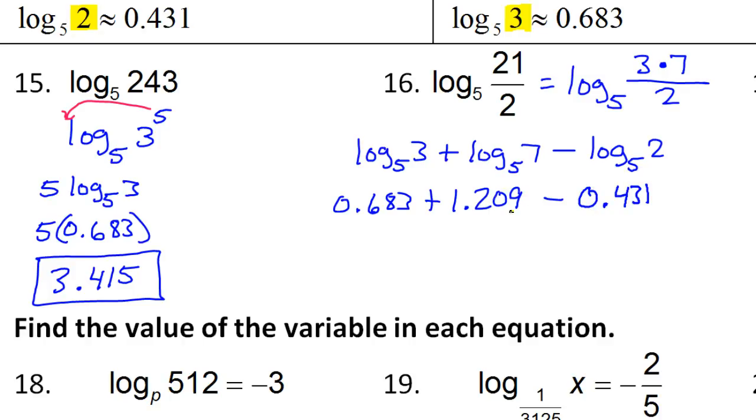And we can add these up using our 4-function bootleg calculator. So 0.683 plus 1.209 equals, and then minus 0.431. So the final answer is 1.461.